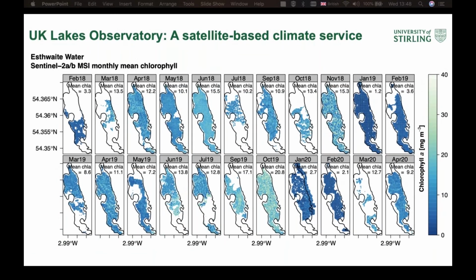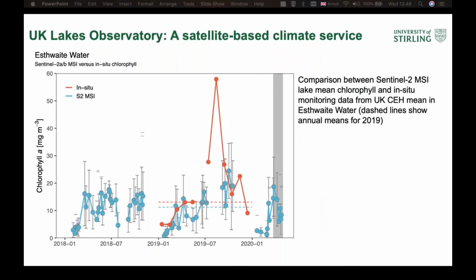So let's focus here on one lake, for example, Esthwaite Water in the Lake District, and monitor the monthly changes in chlorophyll A using the Sentinel-2 data. We see a typical pattern with lower chlorophyll A concentrations during the winter and higher during the spring-autumn time in most of the cases. I'm aware that I'm over time, so I will try to go quickly through these slides.